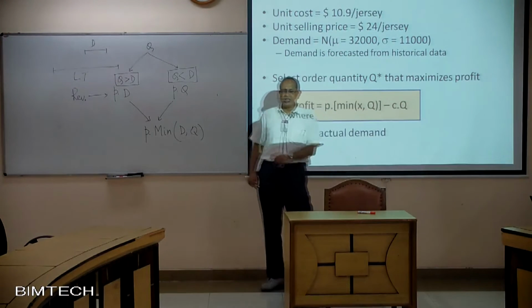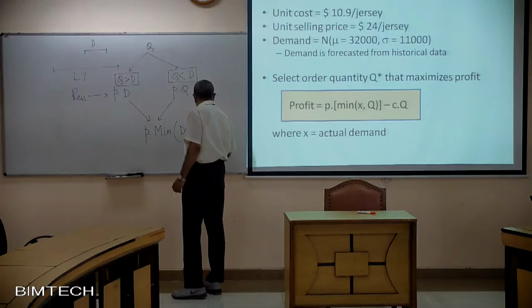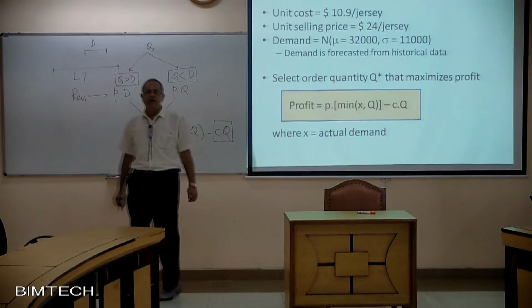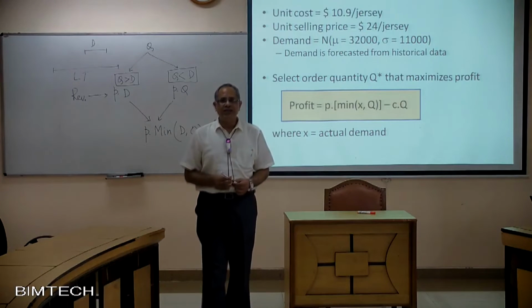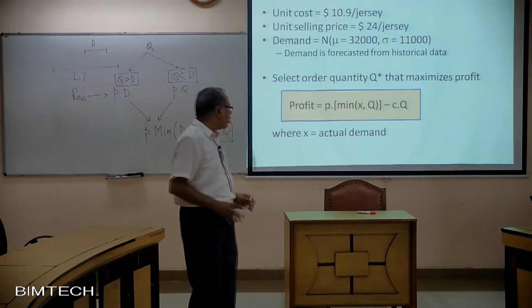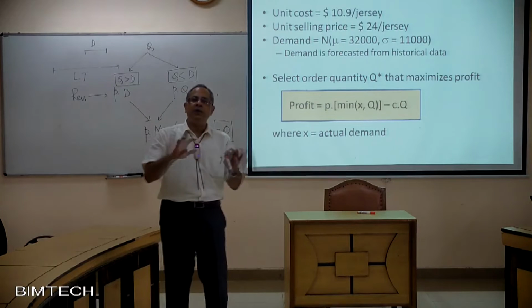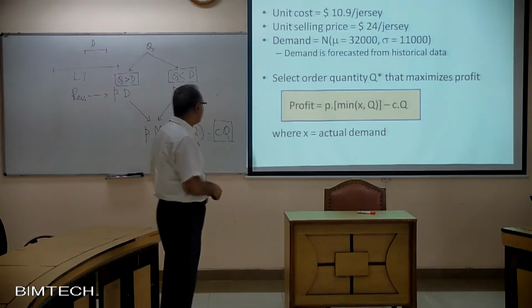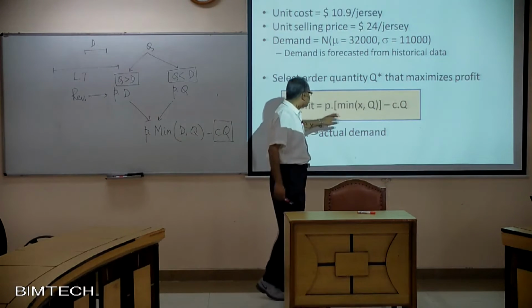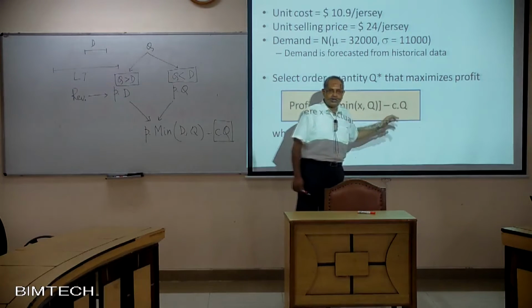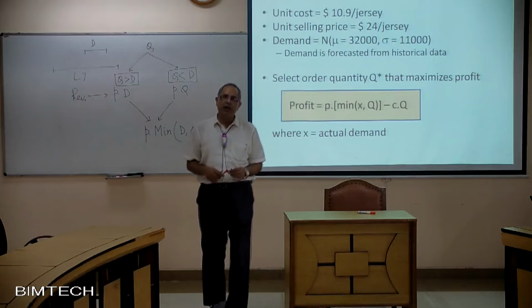The second term that you see here, minus C times Q. Now this term is going to be our total cost because C is the unit cost, and Q is the order quantity, and this total cost, C times Q, is going to be independent of the demand. It is going to depend only on the order quantity Q. So very, very simple actually. We have profit equal to P times the minimum of demand or quantity ordered, minus the total cost, which is equal to unit cost multiplied by the quantity ordered.